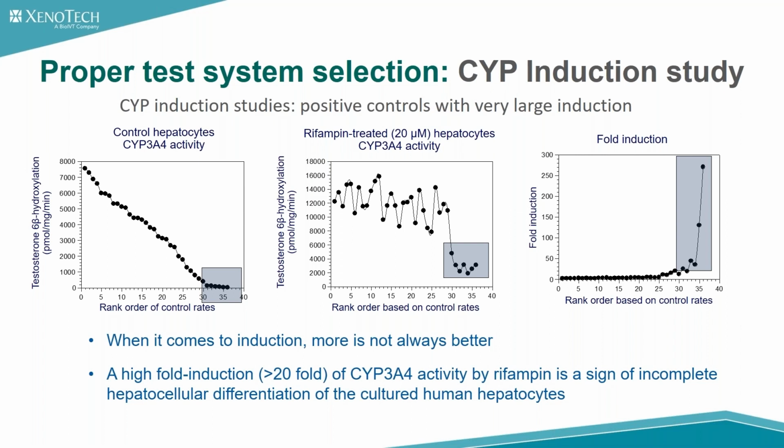So this example is put forth just to show that when it comes to induction and picking the right culture and interpreting study results, more is not always better. And in fact, if the cultures are of poor quality, which these most likely were, there's definitely a possibility that the induction potential may even be missed for your drug. So again, this example is underlying the importance of proper data interpretation and test system selection when designing studies.